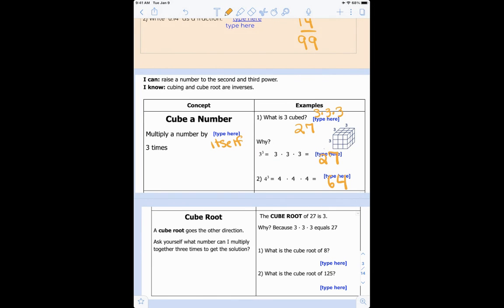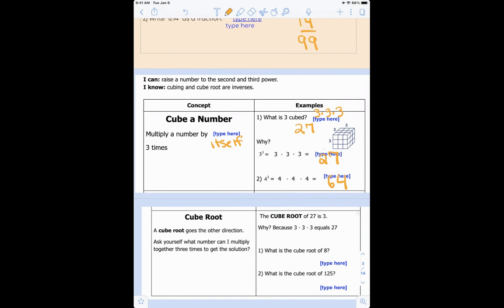4 cubed equals 4 times 4 times 4, which is 64. So the cube root goes the other direction. It's the inverse of cubing something is to take the cube root. So you have to ask yourself, what number can I multiply together, the same number, 3 times to get the solution? So going the other way, if we use this 27, we know the cube root of 27 is equal to 3. Why? Because the number 3 is multiplied by itself 3 times to make 27.